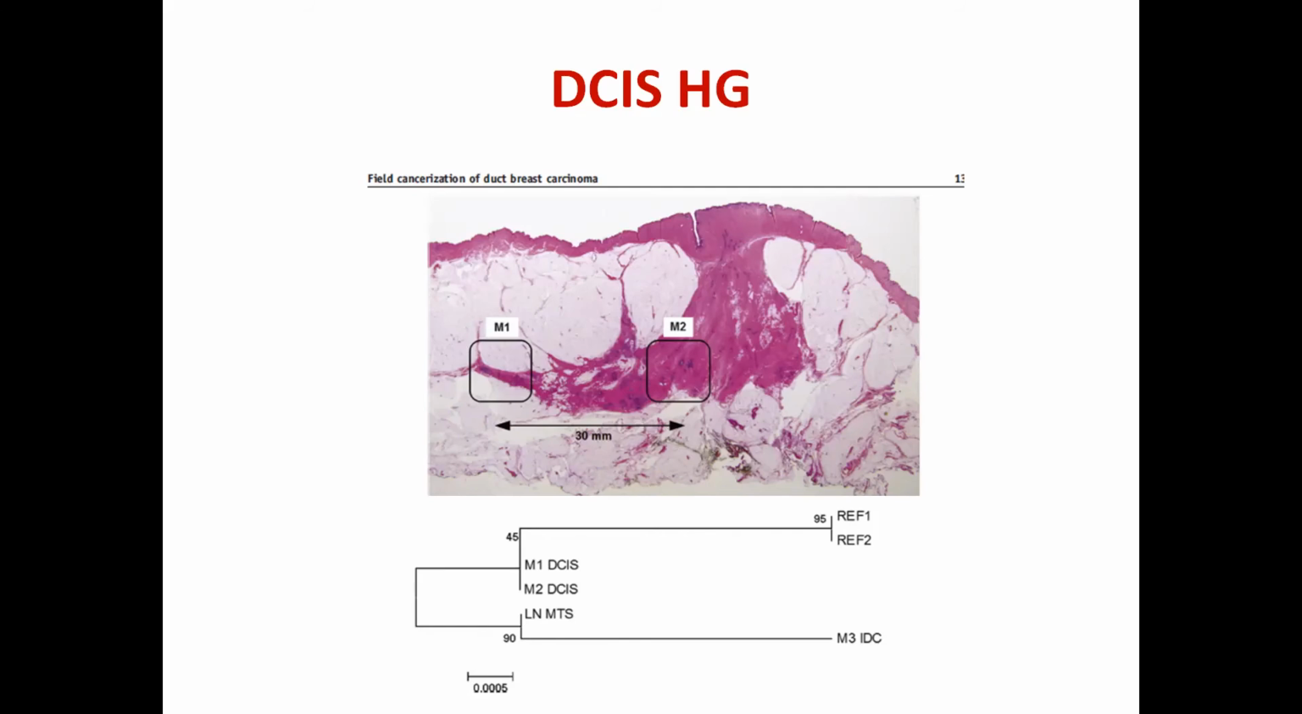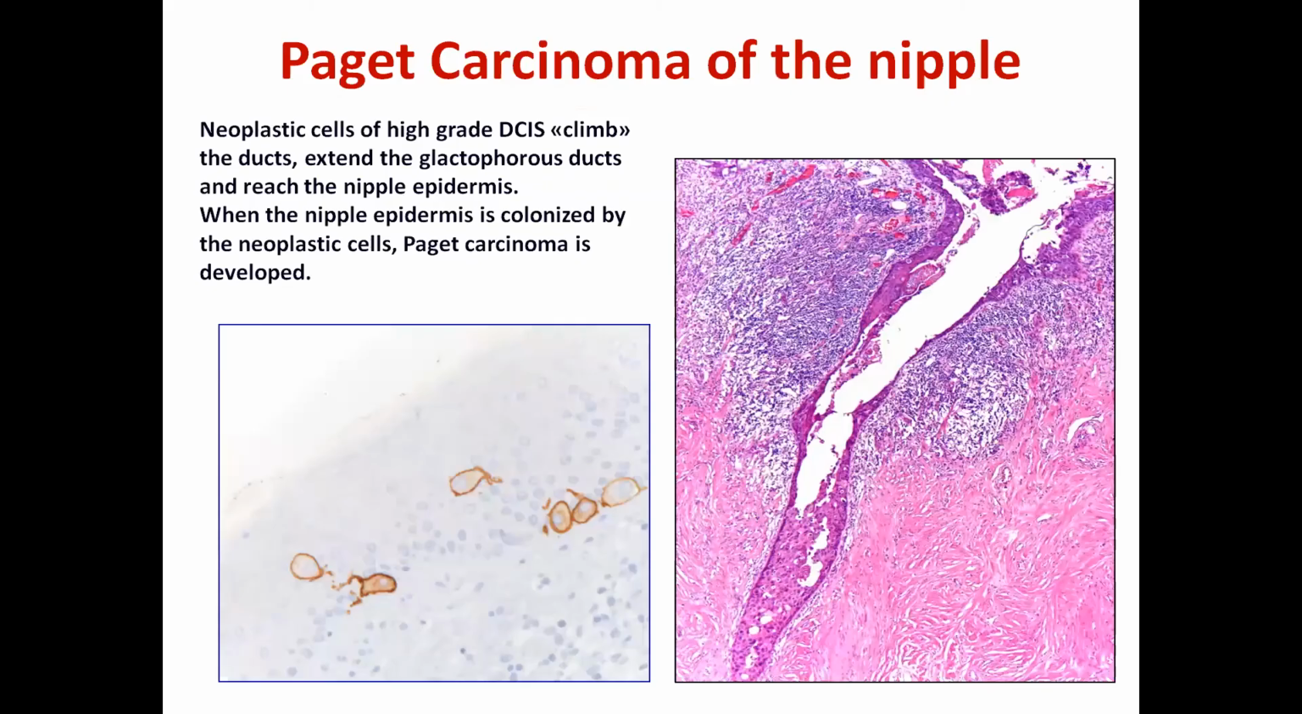So we have a tumor that is growing into a lobe. But where is the lobe going? The lobe is going toward the nipple. So you can see in the galactophorous duct the neoplastic cells that climb the duct. Most often they are HER2 positive. You can see the neoplastic cells with strong membranous positivity for HER2, and this highlights a kind of pseudopodia of the neoplastic cells.